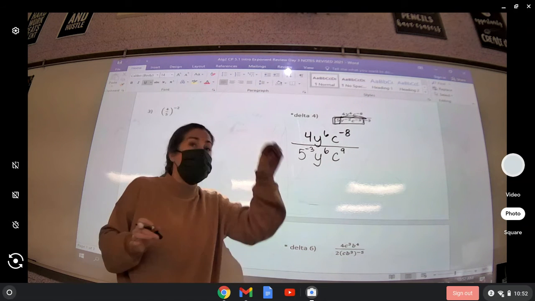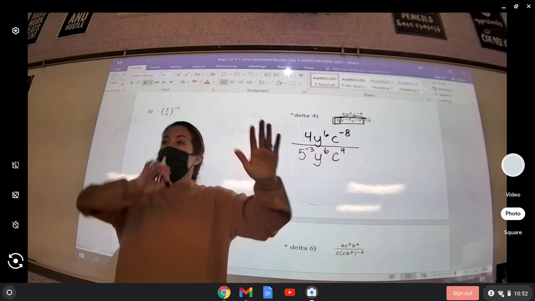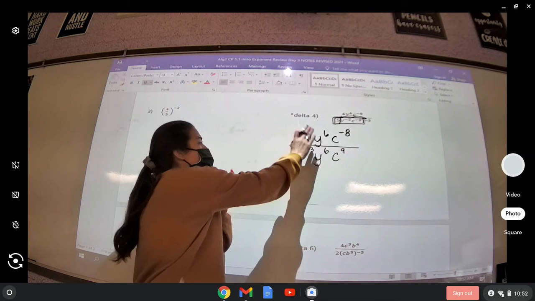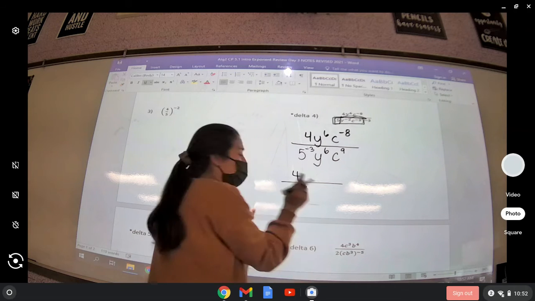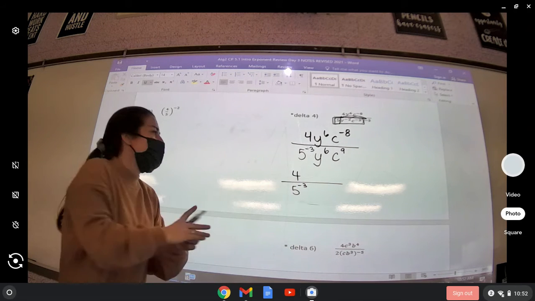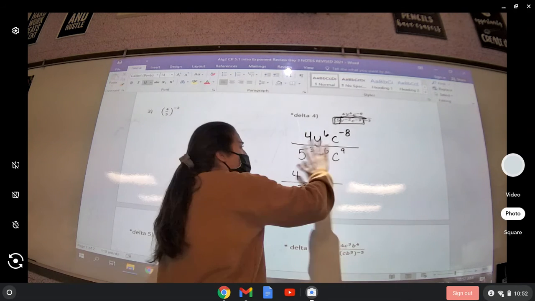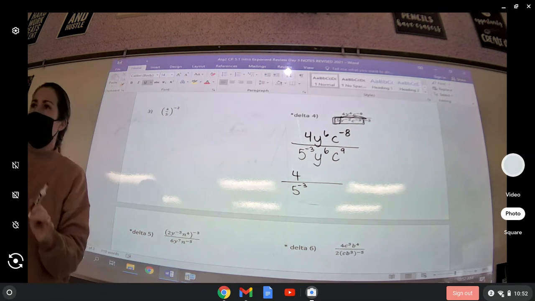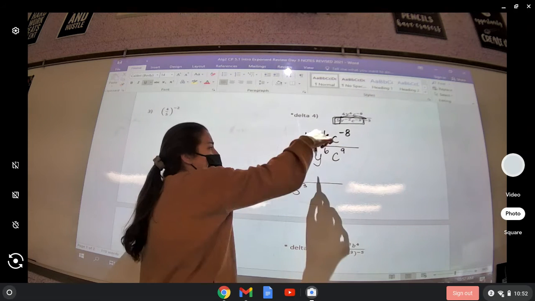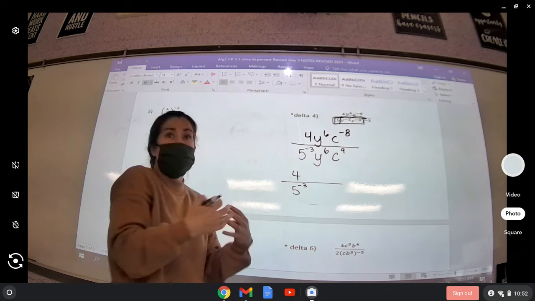So I would advise you, because of that 5 to the negative 3rd, because we're going to have to fix that, don't do your numbers yet. Leave 4 over 5 to the negative 3. Leave it for the end. We'll fix that. Let's get everything else cleaned up. Let's get our y's figured out. Let's get our c's figured out. Let's simplify the rest.